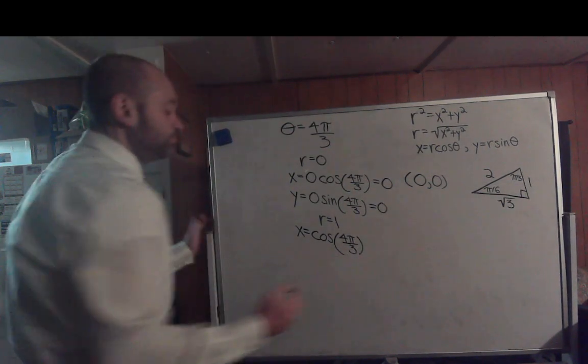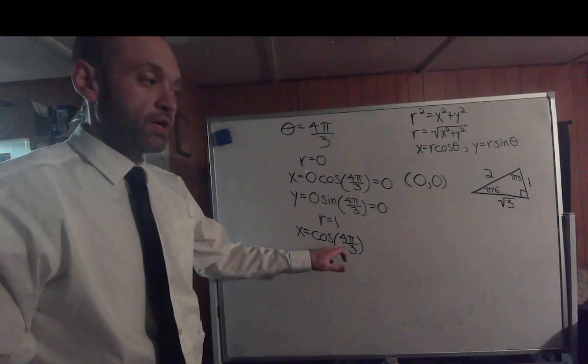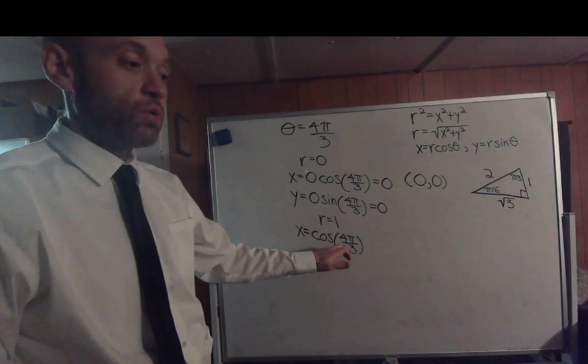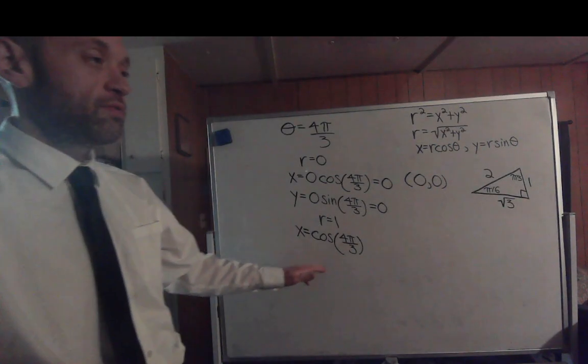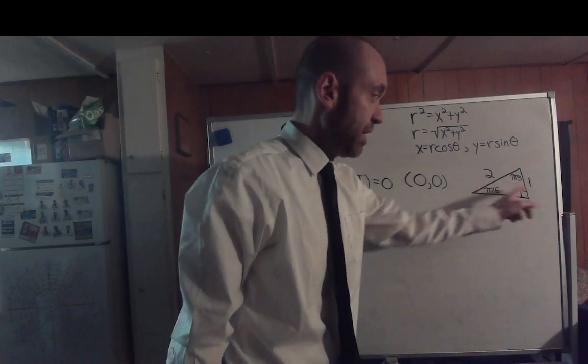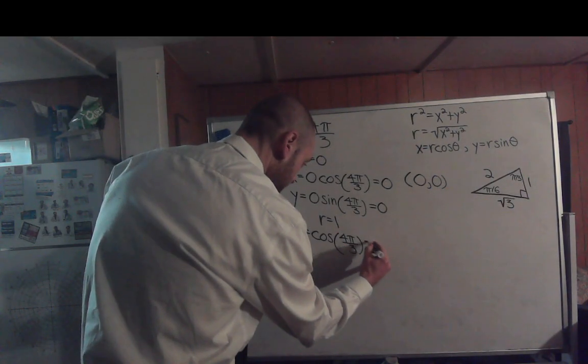Alright, well, keep in mind though, 4 pi over 3 is in the third quadrant, so that's the equivalent of a pi over 3 angle only in the third quadrant. The cosine would be negative. So the cosine of pi over 3, adjacent over hypotenuse, is 1/2. If you just negate that, you get negative 1/2.